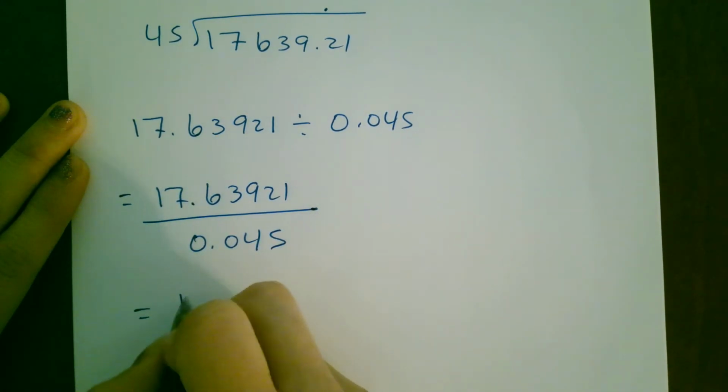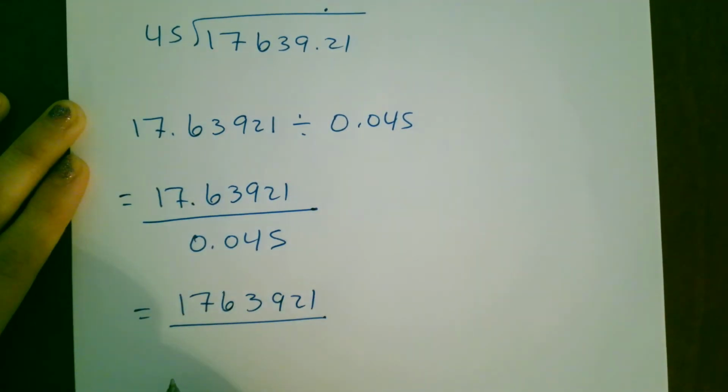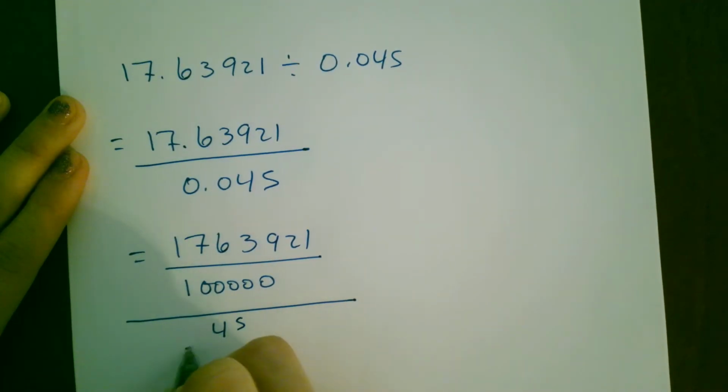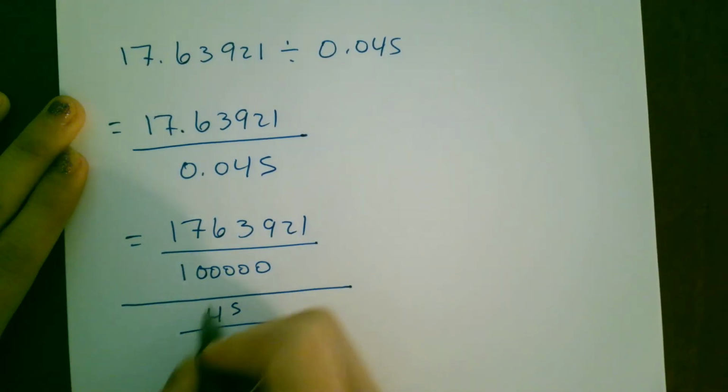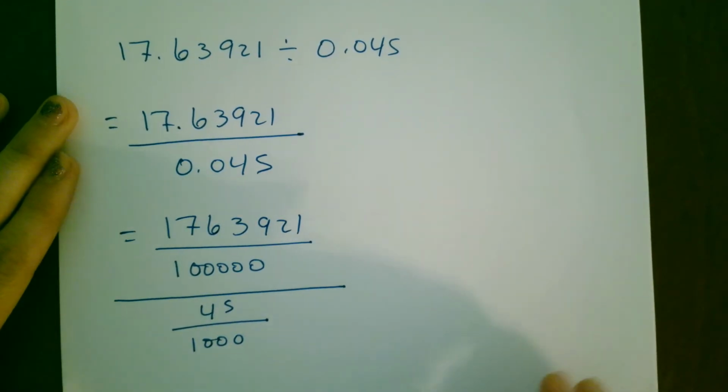So 17.63921 as a decimal fraction is 1,763,921 over 5 decimals, so 5 zeros, 1, 1, 2, 3, 4, 5. And all of that divided by 45 over 3 decimals, so 3 zeros, so 1,000. All right, so there's my complex fraction.